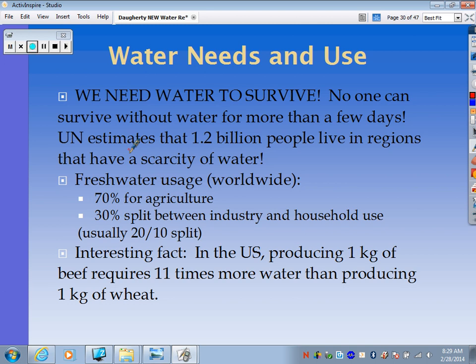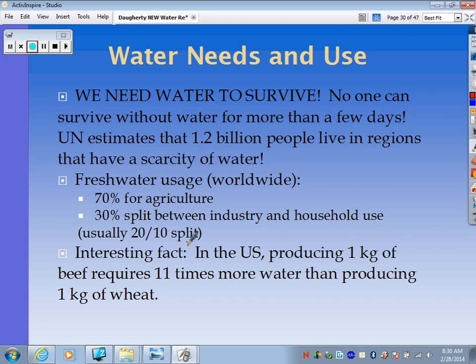We said billions of people don't have fresh water, and millions of people die all the time from diseases caused by lack of fresh water. Our main freshwater usage worldwide would be 70% going to agriculture, so we're going to spend a little time talking about that, and the other 30% is split between industry and household use. That's usually a 20-10 split, where industry uses more than households.